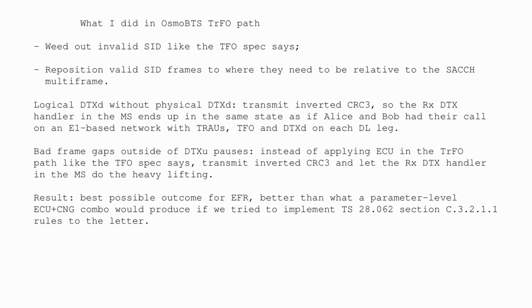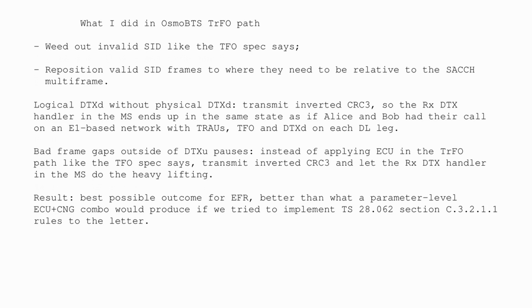So can we do logical DTXD without physical DTXD? And yes, we can. And the result is, again, for the RxDTX handler in the MS, what they see is the same as what would happen if that call was done in the classic network. The same thing happens with the bad frame gaps. You know, we could try doing the ECU in the TRFO path in the network side software, or we could just transmit inverted CRC3 and let the RxDTX handler handle it. Obviously, the second option is easier because it's less work for us. It's the same for all three of these codecs.